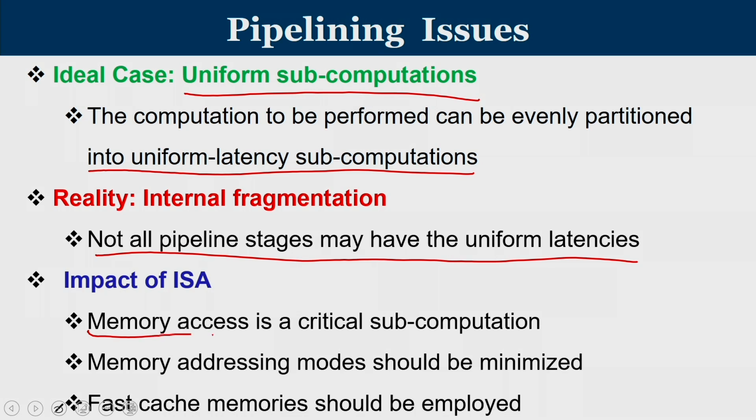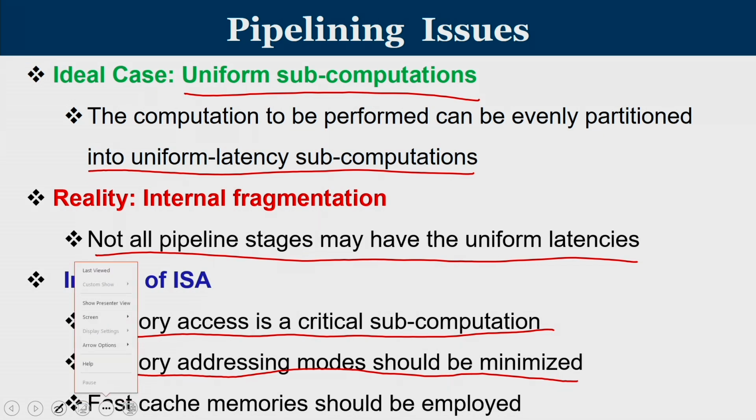Wherever possible, memory access is a critical subcomputation. When you are going to access memory, since memory is a slower device and the processor is much faster, any kind of access to memory is going to take more time unless we keep very high speed cache memories. But it is not always possible to accommodate all your instructions and data in cache memory due to its limited size. So, wherever possible try to reduce memory computation, but in the case of a RISC architecture we use only load and store instructions that take care of memory. So, memory addressing modes wherever possible should be minimized, and faster cache memories have to be employed. These are the implications of the instruction set architecture.